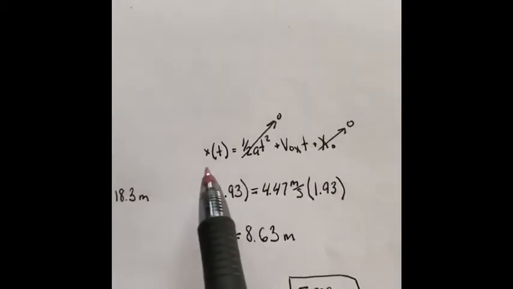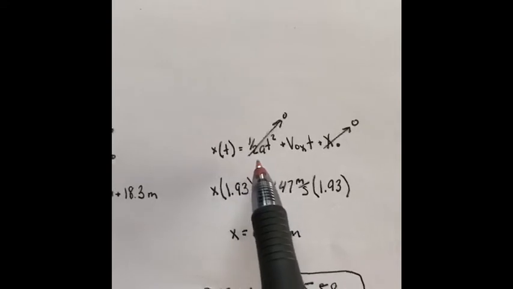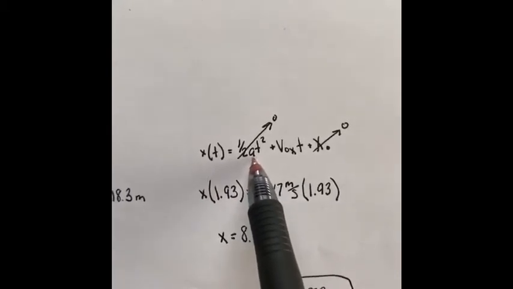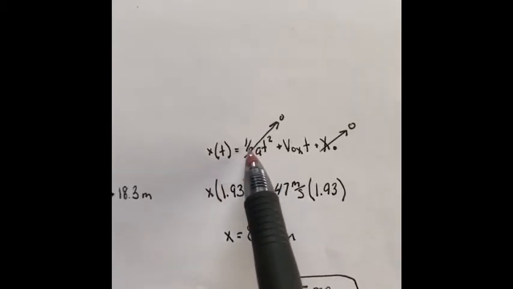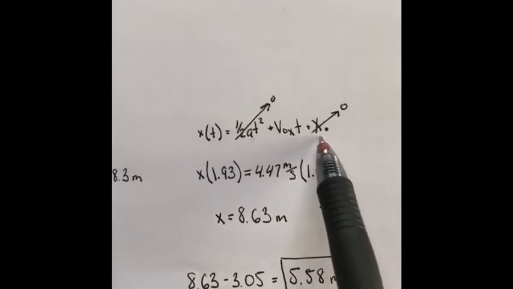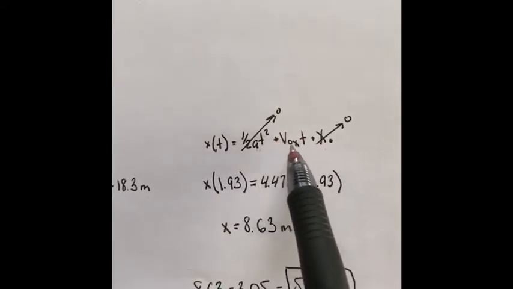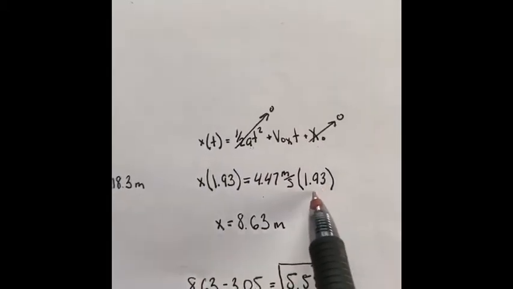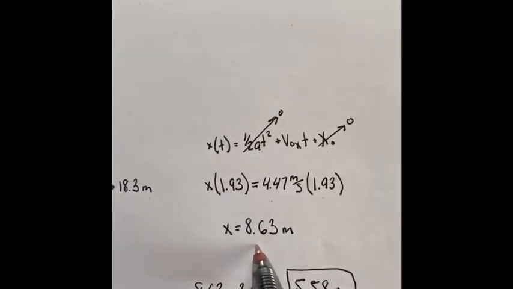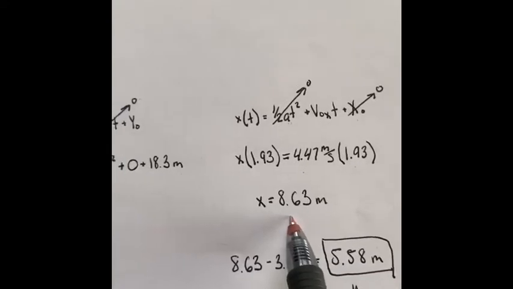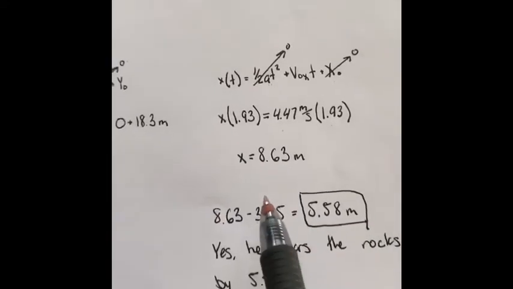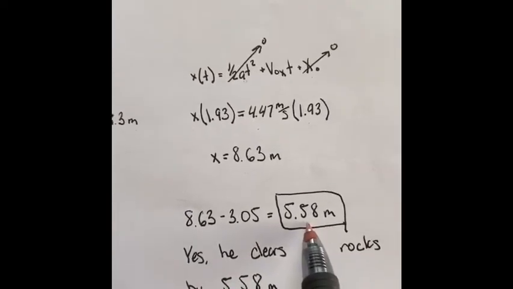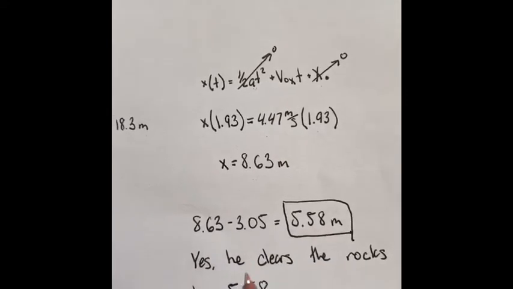We then take our second equation, x of t equals 1/2 a t squared plus v naught x t plus x naught. The acceleration in the x direction is 0, so this whole part goes to 0, and the initial x position is also 0. So we're just left with this part of the equation. Velocity naught in the x direction is 4.47 meters per second. The time is 1.93. So we are going to land 8.63 meters out from 0. We have to clear 3.05 meters. So we are going to land 5.58 meters from the rocks. So he will clear the rocks.